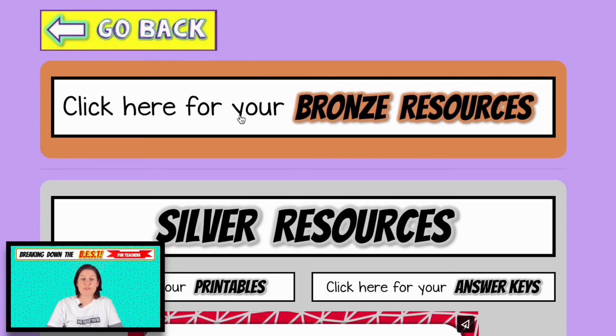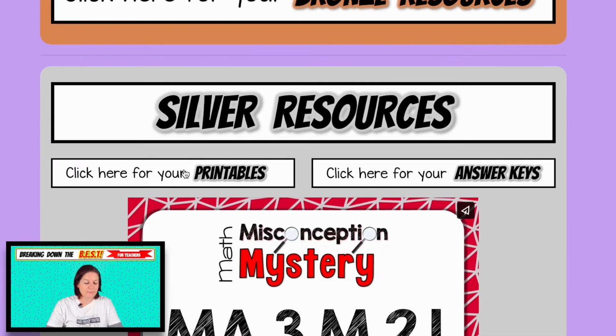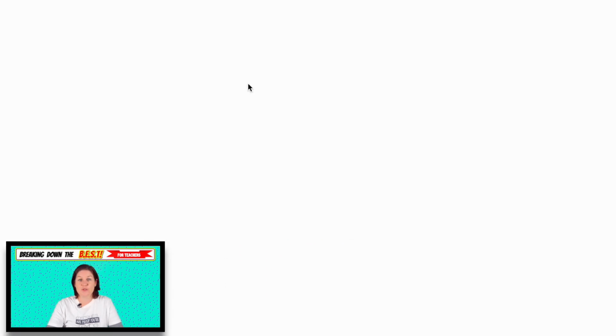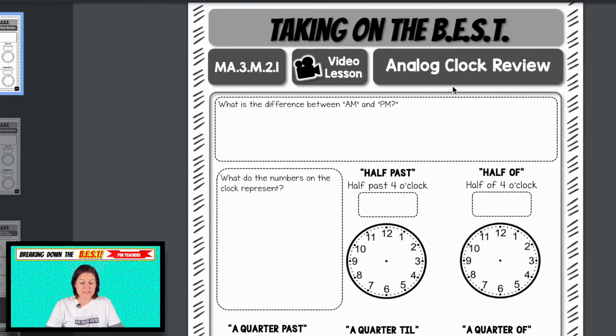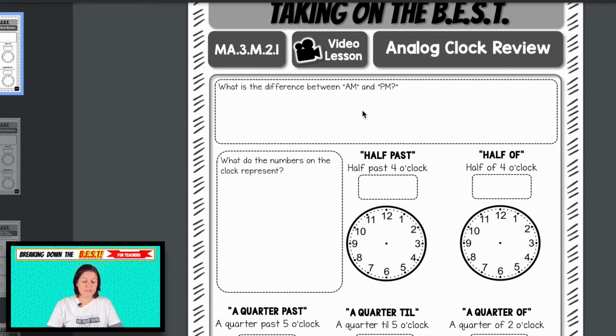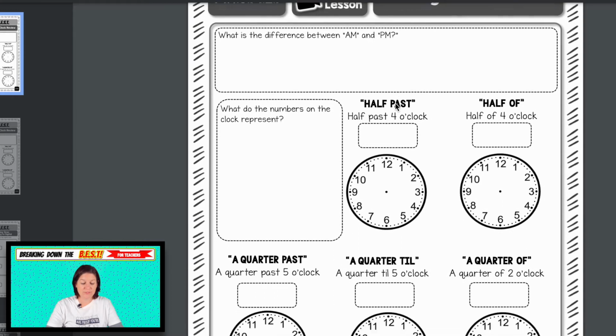You can go back to those bronze resources at any time, but I want to show you the printables that you have access to, which also incorporate those video lesson printables. So here, this is one of the bronze resources because it's a video lesson right here. This is the analog clock review. So we're telling the difference between AM and PM, taking time for that.